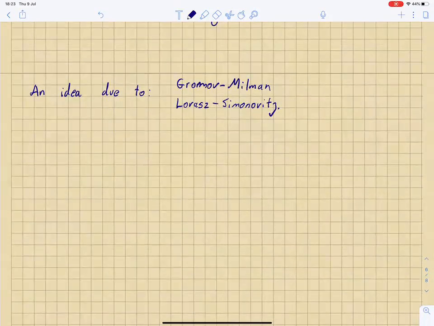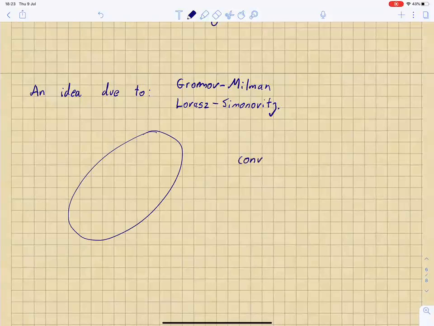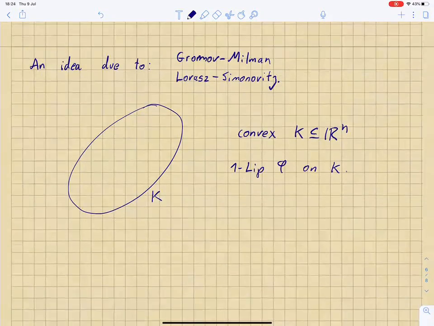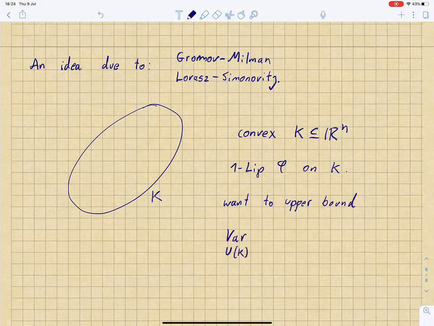And this idea is basically what we're trying to do is the following. Suppose we have a convex body K in R to the N. So this is K. And let's say we have one Lipschitz test function, phi on K. And what we want to do is upper bound the variance with respect to the uniform measure of K of phi. Okay?